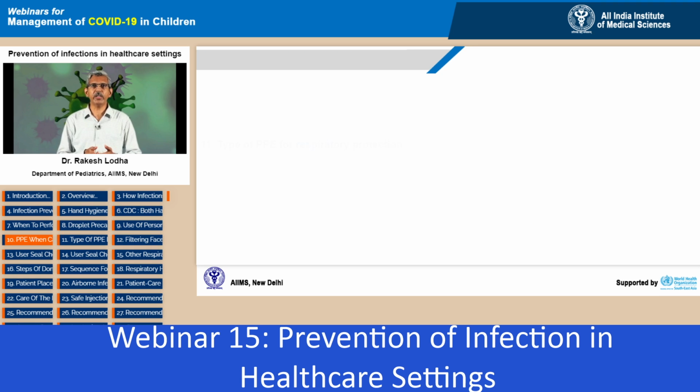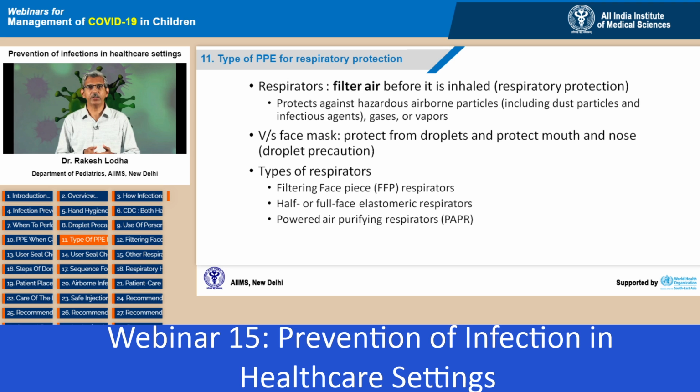Now, coming to the specific types of PPE for respiratory protection. For this, we have respirators which filter air before it is inhaled, thereby providing respiratory protection. They protect against hazardous airborne particles including dust particles and infectious agents, gases or vapors. These differ from face masks as face masks protect from droplets and not from aerosol. Broadly, there are 3 types of respirators: filtering face piece respirators, that is FFPs, half or full face elastomeric respirators and powered air purifying respirators which are called PAPRs.